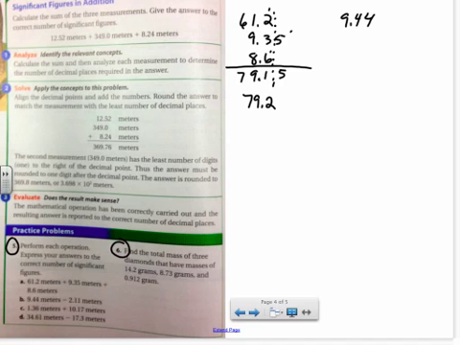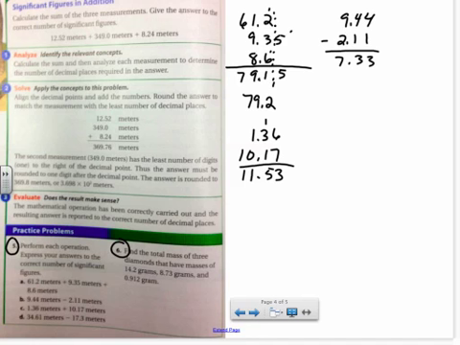If I do the next one, 9.44 minus 2.11. If they're all the same, so both of these are measured to the nearest hundredth, then we can just do the math. 7.33, pretty easy problem. Next one, 1.36, 10.17. Once again, measured both to the nearest hundredth, so they're all the same. We just add them up. 11.53.